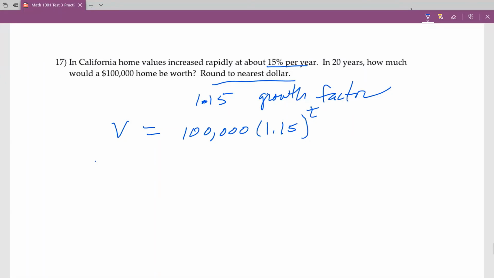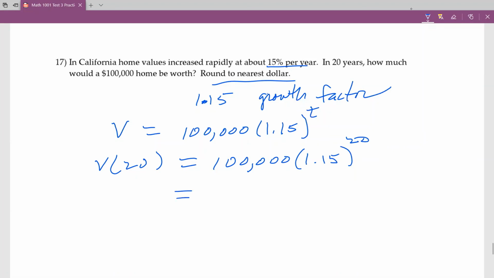So in 20 years, it's going to be $100,000 times 1.15 to the 20th power. Put this in your calculator and you get that your house is now worth $1,636,654. This is all rounded off to the nearest dollar. So you have a $1.6 million house if you bought it for $100,000 20 years ago.